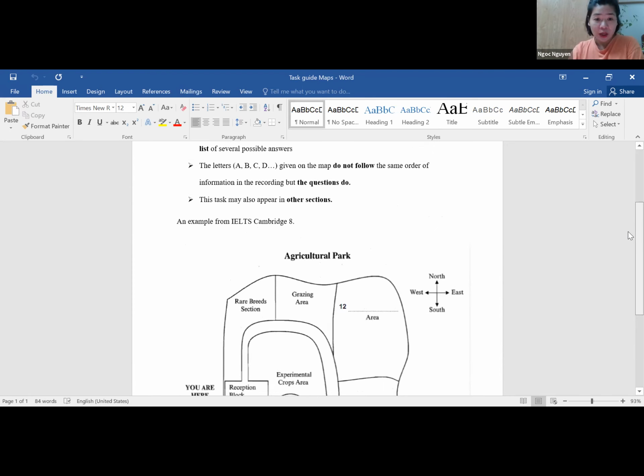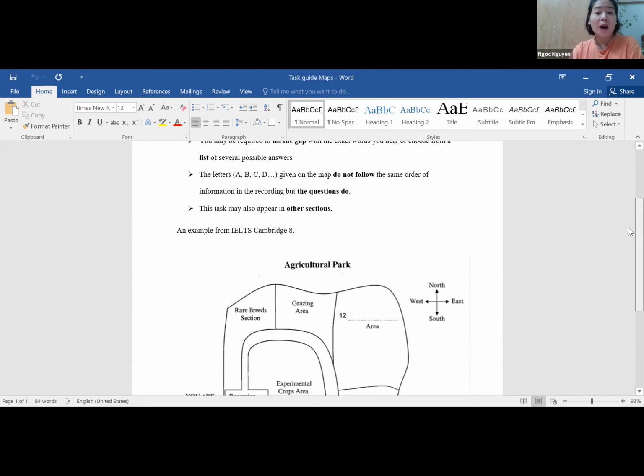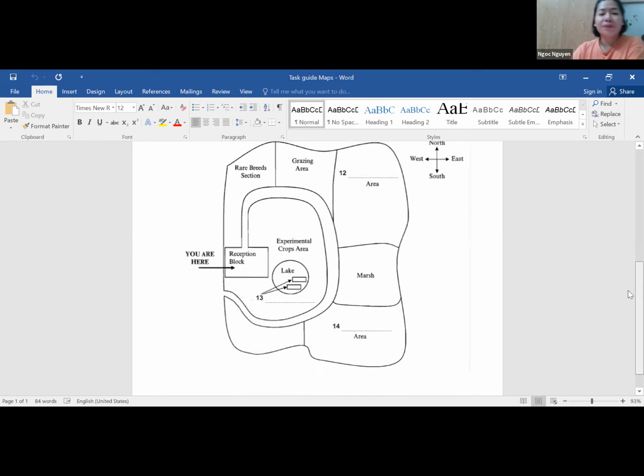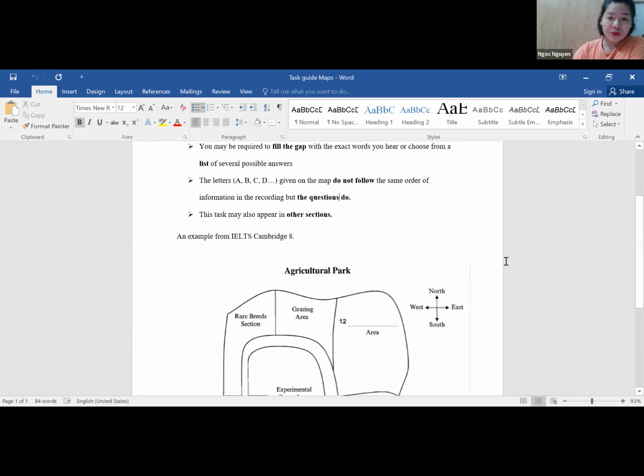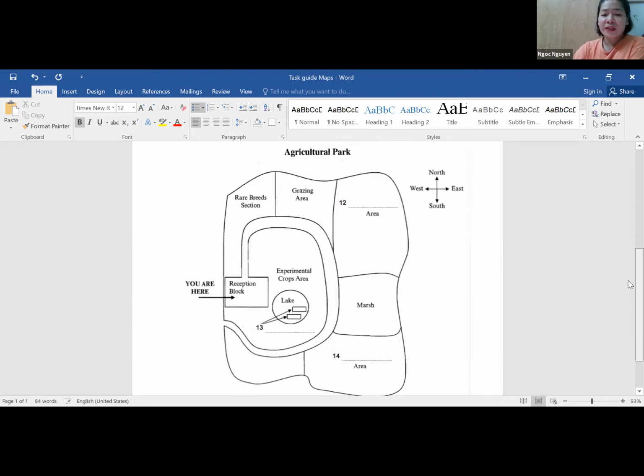Now let's look at this one. The numbers, I should have said the numbers. If you see some letters provided on a map like this, I will show you another map with letters. Don't trust them, right? Sometimes you will see different letters on a map like A, B, C, D. The information will not follow them.